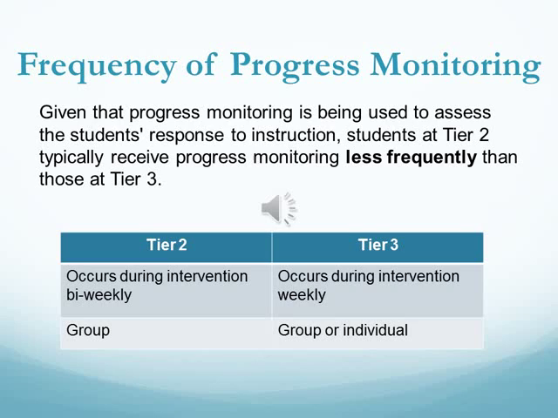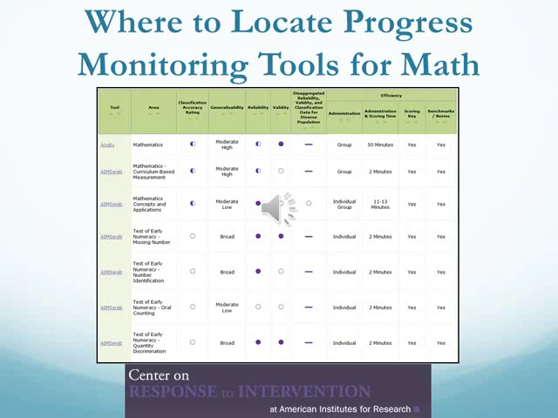Again, MTSS has the flexibility of allowing the school to establish a level of progress monitoring that is both feasible, given the instructional demands of the classroom, and meaningful in obtaining knowledge of a student's response to instruction. The Center on Response to Intervention publishes charts to assist educators and families in becoming informed consumers who can select screening tools that best meet their individual needs.